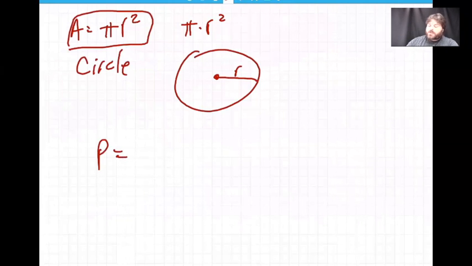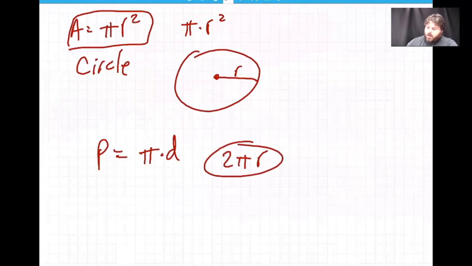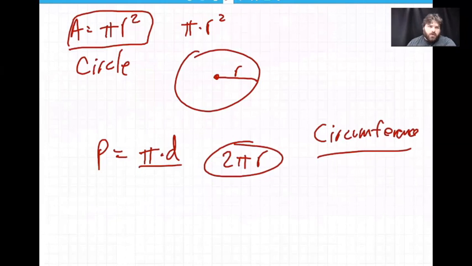Also the perimeter of a circle, usually with perimeter you're just adding up a bunch of pieces, but with a circle it's a little more complicated. So what you're going to do is remember that it is pi times the diameter, or 2 pi r. Okay, either one of those is the distance around the outside. It's kind of like the perimeter, but we call it the circumference. Circumference is the perimeter of a circle. It gets a special name because circles are special.